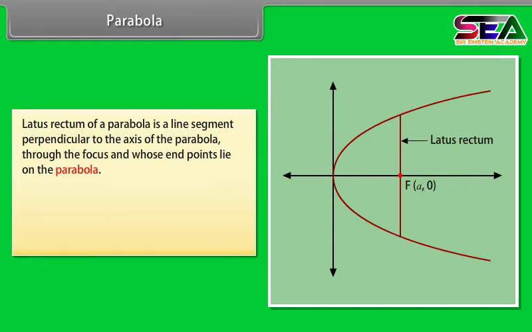The latus rectum of a parabola is a line segment perpendicular to the axis of the parabola through the focus and whose endpoints lie on the parabola. The length of the latus rectum of the parabola y square is equal to 4ax is 4a.